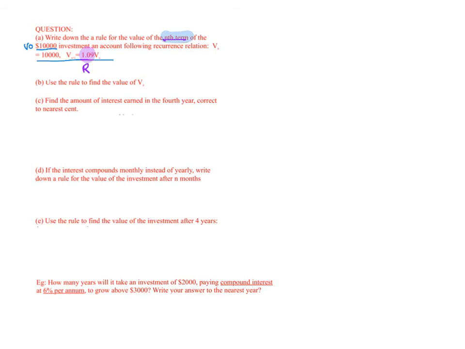So use the rule to find the value of V4. So they want me to find the nth rule. So here they've given me the recurrence rule. So if I go to answer the nth rule, Vn equals, what was it? Go back, see? I'm too far now. Okay, do you remember what it was? V0 times R to the power of n, wasn't it? Yeah. I might have done that round the wrong way. They had it like this, didn't they? Yeah, okay. So let's do that.